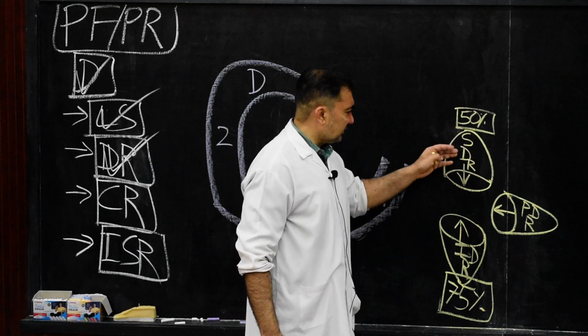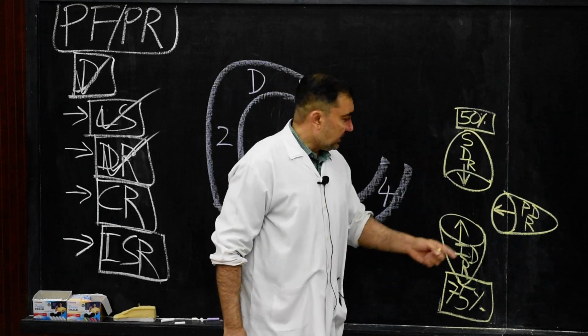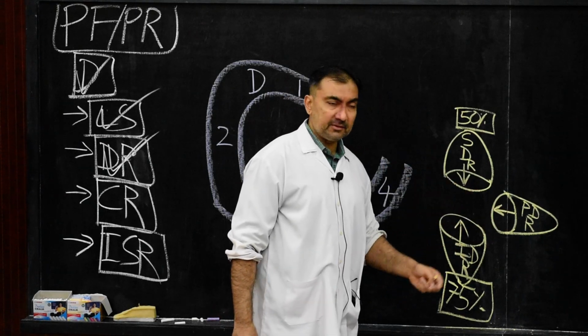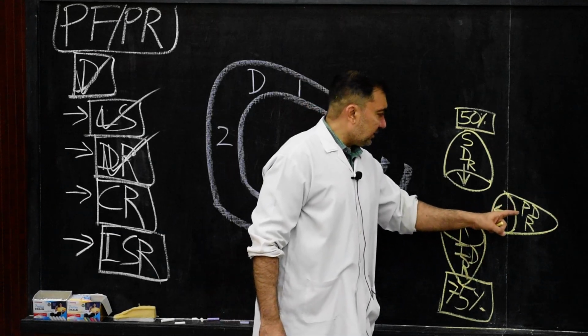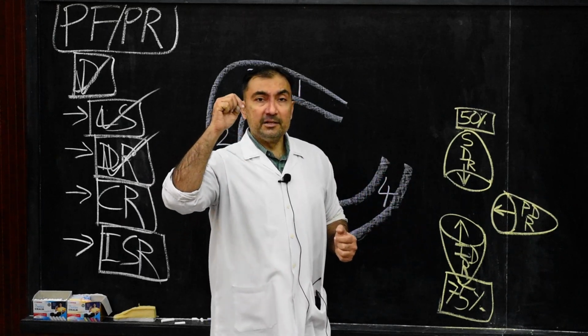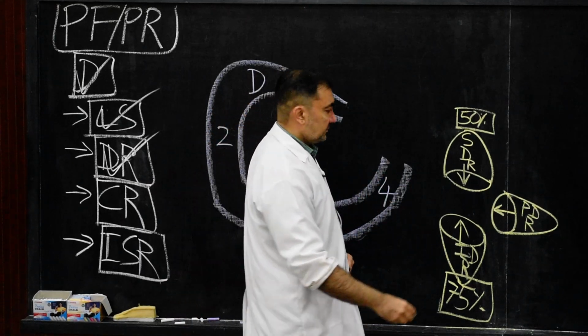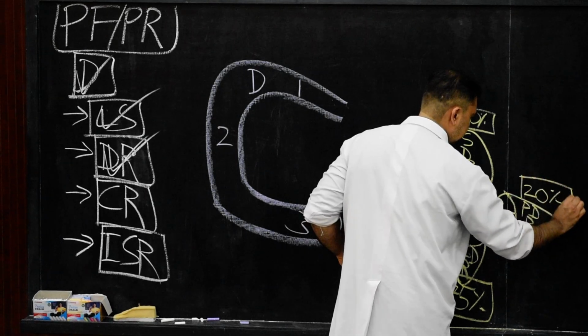Superior duodenal recess, the orifice facing downwards. Inferior duodenal recess, the orifice facing upwards. And paraduodenal recess, the orifice facing towards the right. Now, this paraduodenal recess is present in 20% of the subjects.